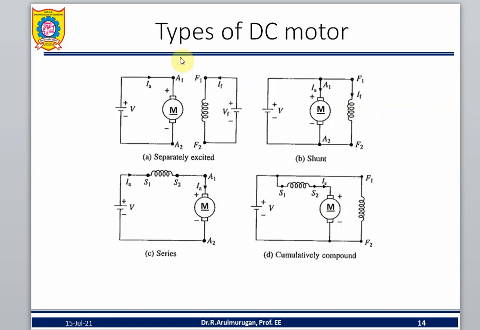So let's look at the DC motor. Motor means the armature winding and field winding. This winding is applied the power supply separately.